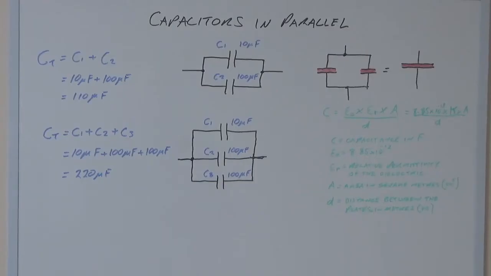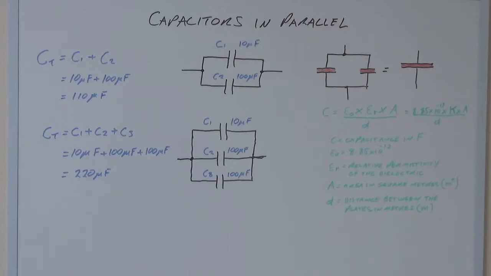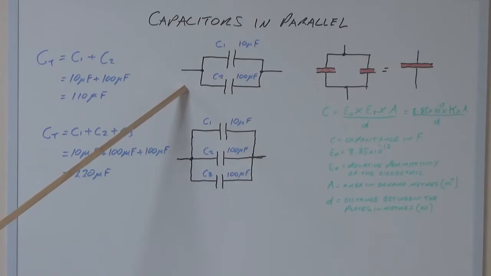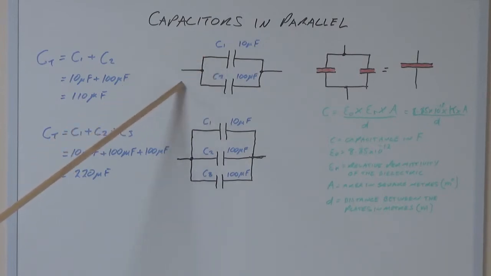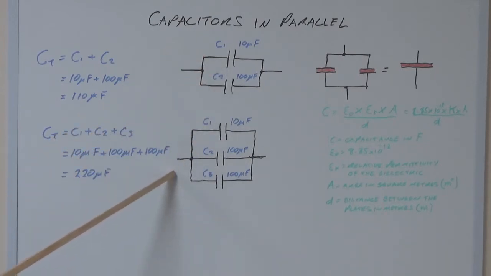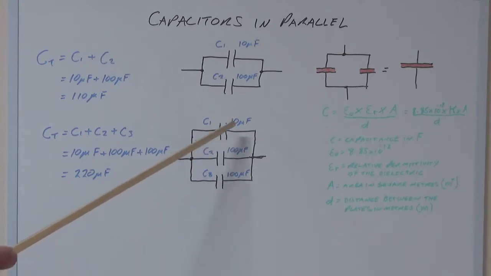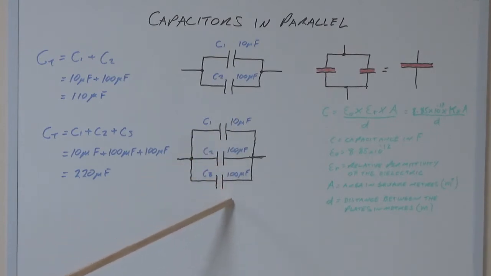Well, we've had a look at resistors in parallel. We're going to have a look at capacitors in parallel. We have an example of two capacitors in parallel, one with 10 microfarad, one with 100. Then we've got an example of three capacitors in parallel, again a 10, 100 and then another 100 attached.